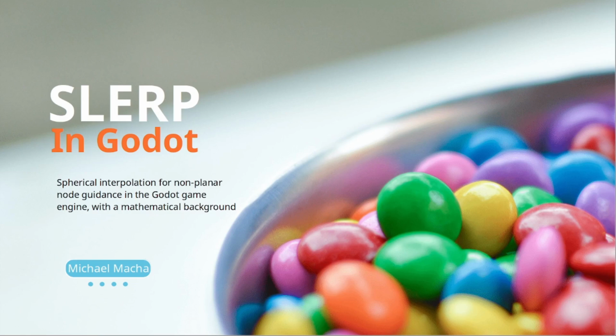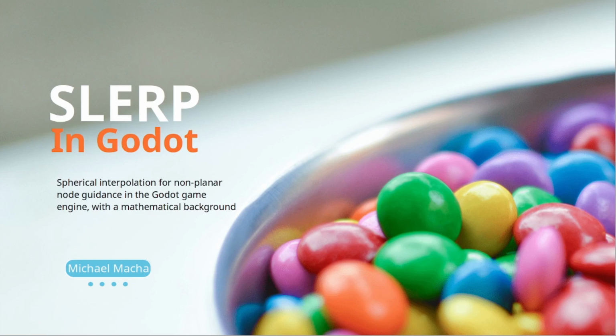But in the meanwhile, let me give you an explanation of it so you can implement it in, say, GDScript or your language of choice and just hit the ground running. What it is, is spherical interpolation for non-planar node guidance. In this case, in the Godot game engine. And I'm going to give you a mathematical background on it, not just math expecting you to understand it, but basically explaining it in the plainest English I can manage.